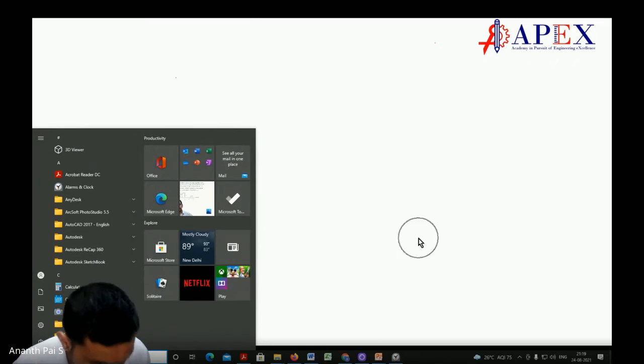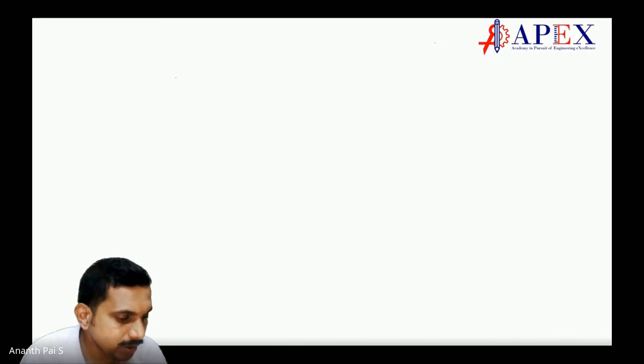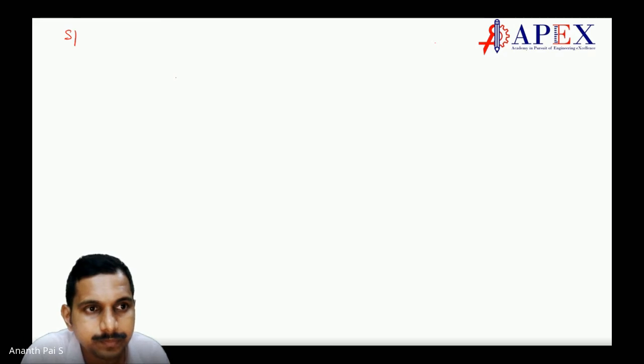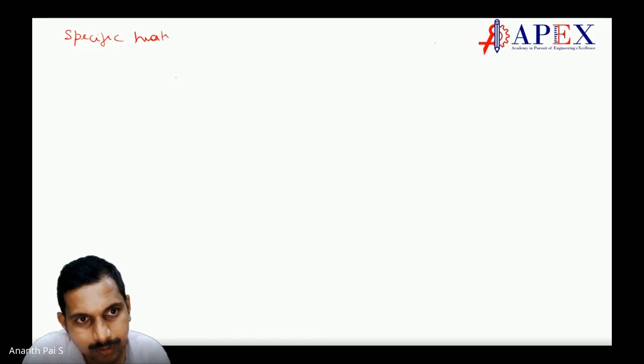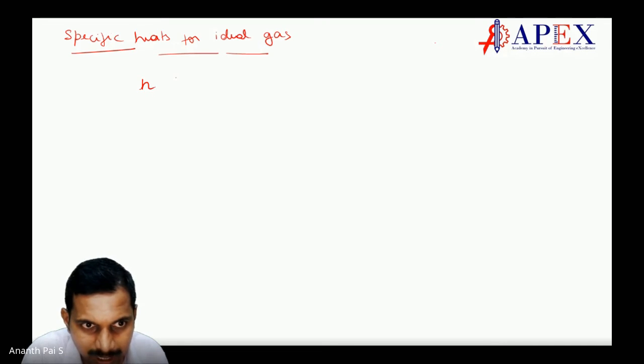Now, let us go further with specific heats for ideal gas. Specific heats for ideal gas. Let us see what that is. Now, if I consider enthalpy H, what is H?